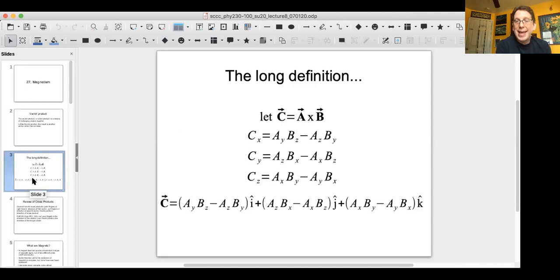So let's let C equal A cross B. The X component is equal to AYBZ minus AZBY. The Y component is equal to AZBX minus AXBZ. The Z component is equal to AXBY minus AYBX. And so you see it written in the unit vector notation. If you're familiar with three-dimensional determinants, you can write C as being the determinant of a three-dimensional matrix where the first row is i hat, j hat, k hat. The second row is AX, AY, AZ, and the third row is BX, BY, BZ. And sometimes that's easier to remember than the way it is written here.